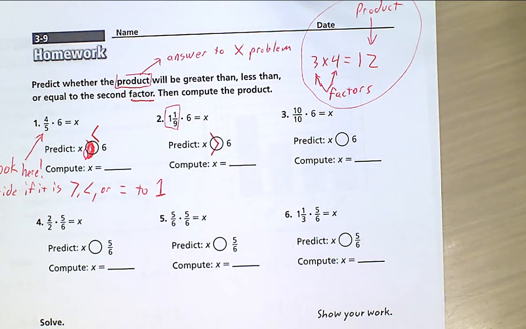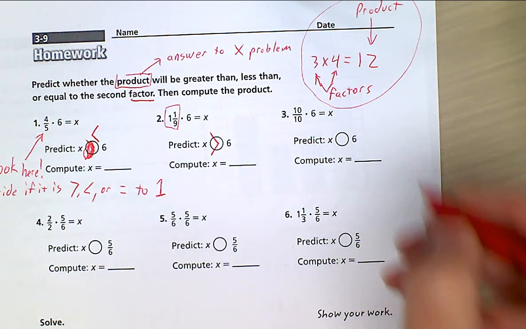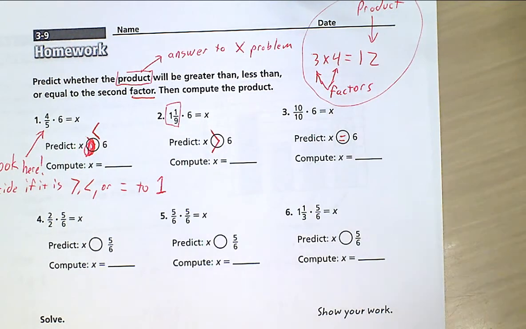And the last one. Talia. So if it's the same, what sign do I put? Equal sign. X equals 6 because 10 over 10 is 1. And we know that 1 times 6 makes 6, right? So it's going to be equal, same.